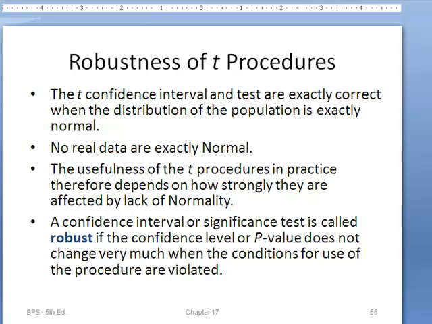And the last thing we're going to talk about is the robustness of T procedures. The T confidence intervals and tests are exactly correct when the distribution of the population is exactly normal. No real data are exactly normal. The usefulness of these T procedures in practice, therefore, depends on how strongly they are affected by the lack of normality. The confidence interval or significance test is called robust if the confidence level or our p-value does not change very much when the conditions for use of this procedure are violated.